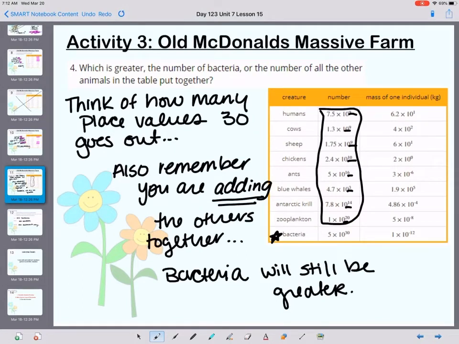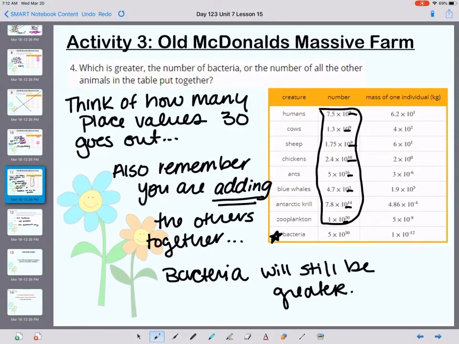And last but not least, it wants you to compare the bacteria to the rest of the table. So I want you to think of how far out 30 place values goes, which is pretty far. And also remember that you're adding. You are not multiplying or dividing. You are adding those other ones together. So I have a number that goes out 9 places, 9 places, 9 places, 10. The greatest would be the zooplankton going out 20 places. And if I add all of those numbers together, there's no way that I'm going to hit 30 place values out. So bacteria will still be greater.